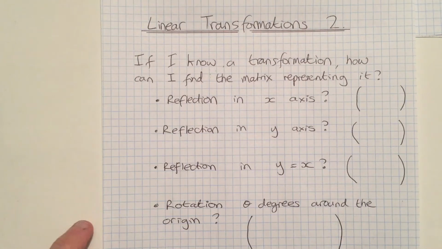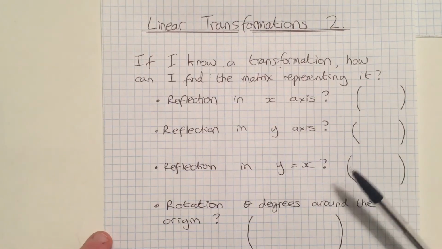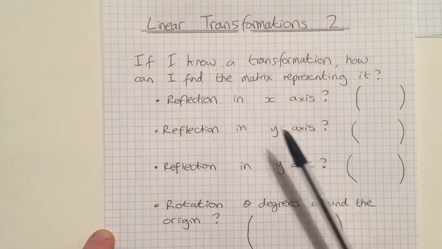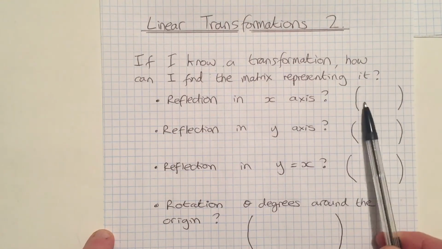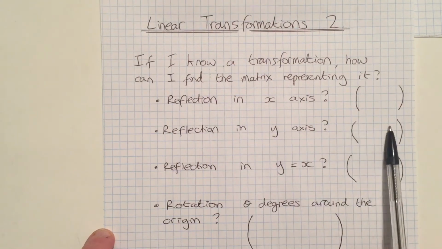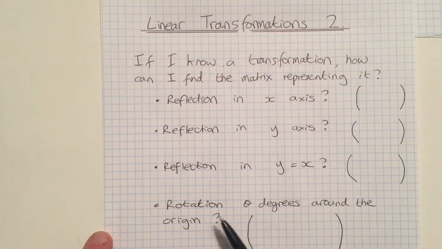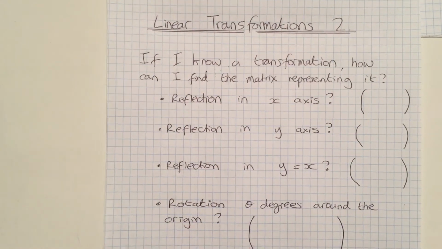This video is about how I can work out the matrix that represents a transformation that's given to me. So if I want to know the matrix that represents a reflection in the x-axis, what should these numbers be? If I want the reflection in the y-axis, what should these numbers be? Or a reflection in the line y equals x, or a rotation theta degrees around the origin, what should these numbers have to be that give me that transformation?